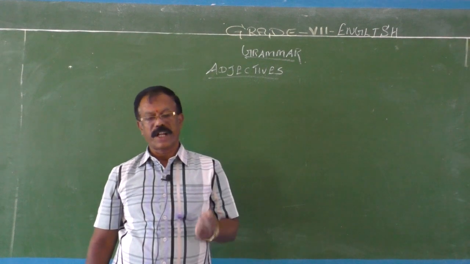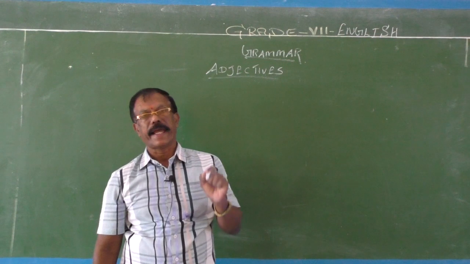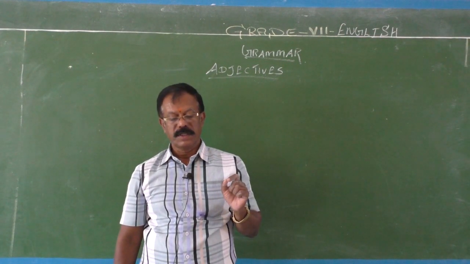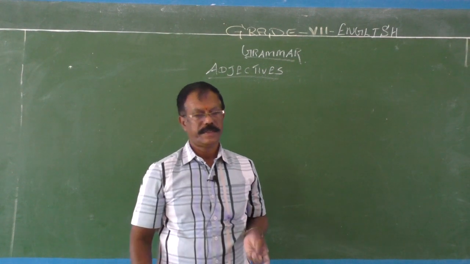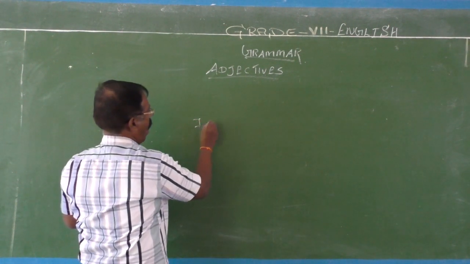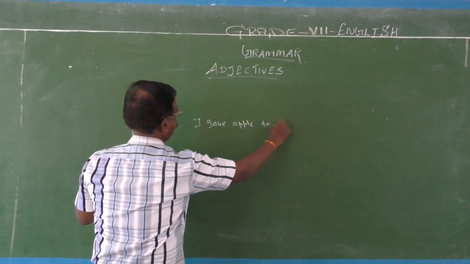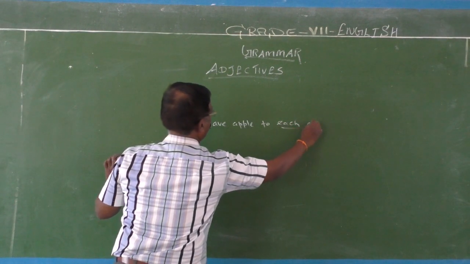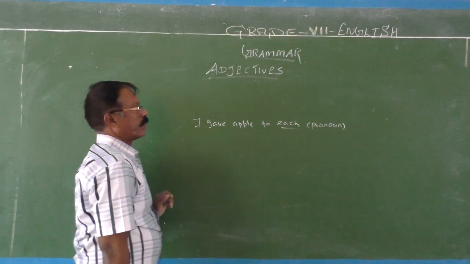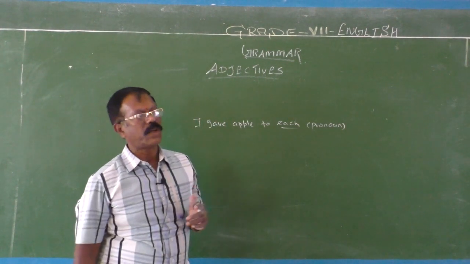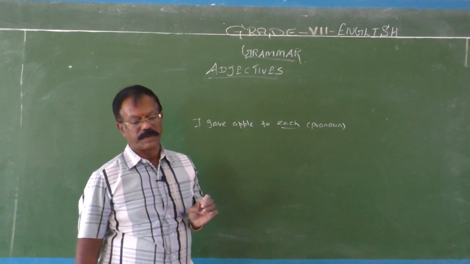There are four boys. I have 4 apples. So I can give an apple to each. Here it is a distributive pronoun. There are 4 members, I have 4 apples, I gave an apple to each one. This is called a distributive pronoun.